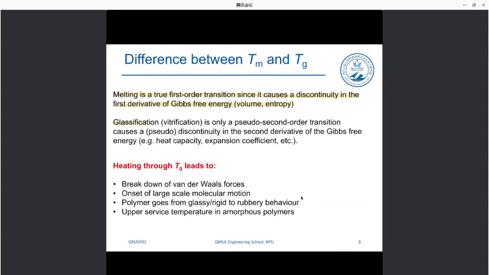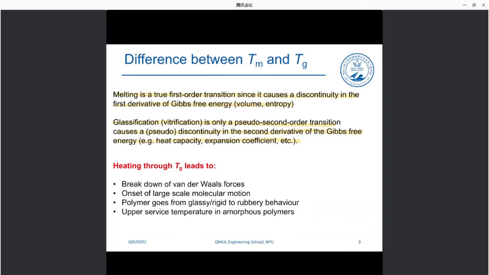On the other hand, glassification, by which we mean passing through a glass transition, is a pseudo second order transition. By saying pseudo, it is not absolutely correct that it is a second order transition. It's not too important, don't worry about it now. What I want you to remember though from this slide, and what is very, very important for you to know, is what happens when we are heating through the glass transition temperature for polymers, okay?